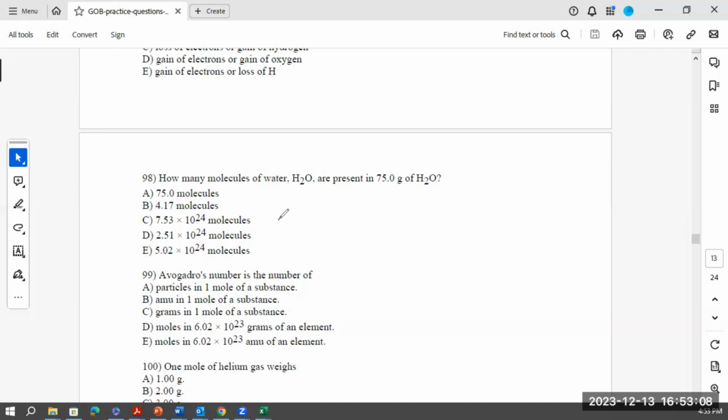Okay, where are we going to start? So, 75 grams of H2O. Okay. And then we're going to do what with that? Okay, so we're going to go ahead and divide this by the molar mass, which is 18 grams. And we get that from our periodic table. 18 grams is going to equal 1 mole.